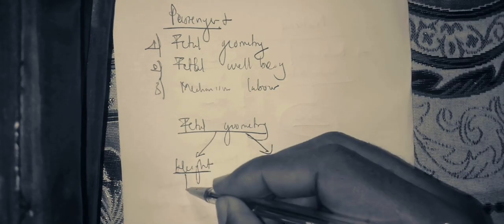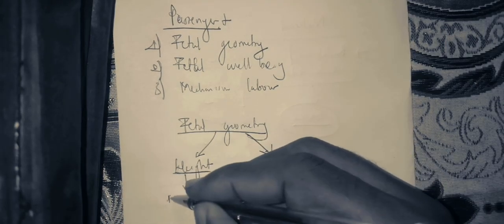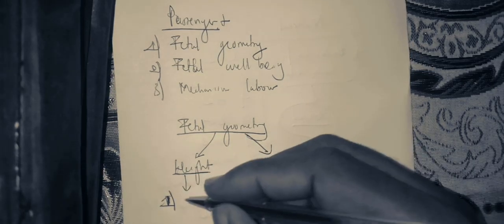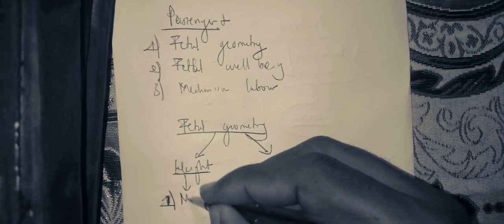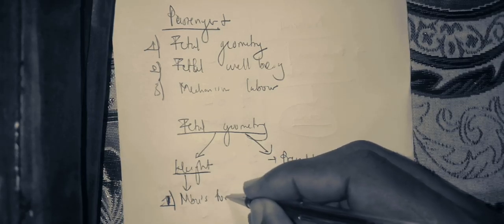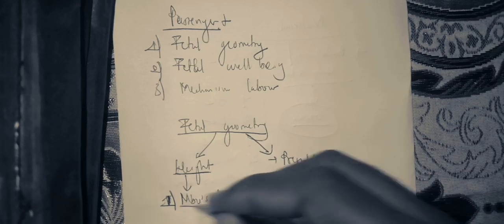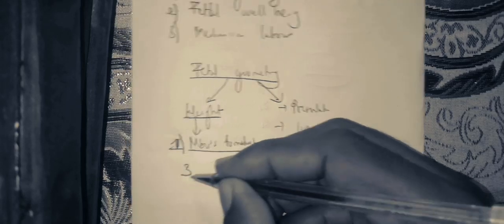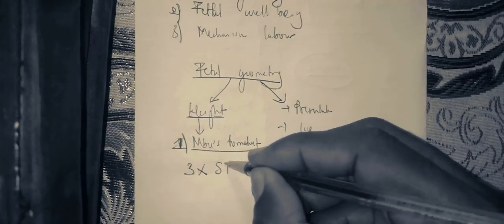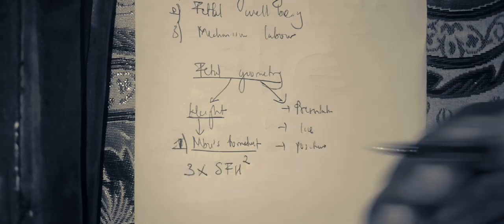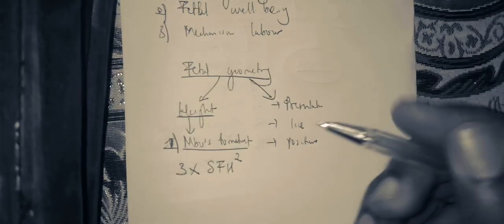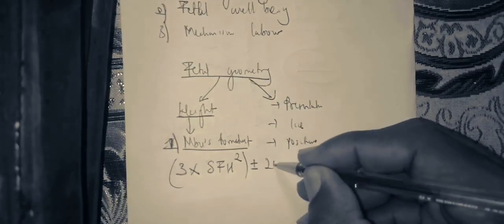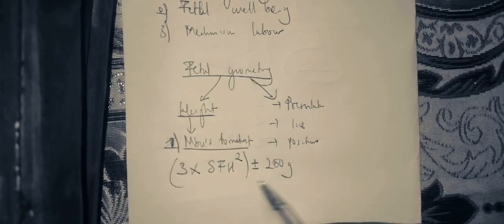Now, for the weight of the child, you use two or three formulas. The first formula that you use is the Mbose formula. Mbose is a Cameroonian, and he discovered the formula for you to estimate the fetal weight. The Mbose formula is just 3 times the symphysiofundal height squared, plus or minus 250 grams. The value is going to be in grams.